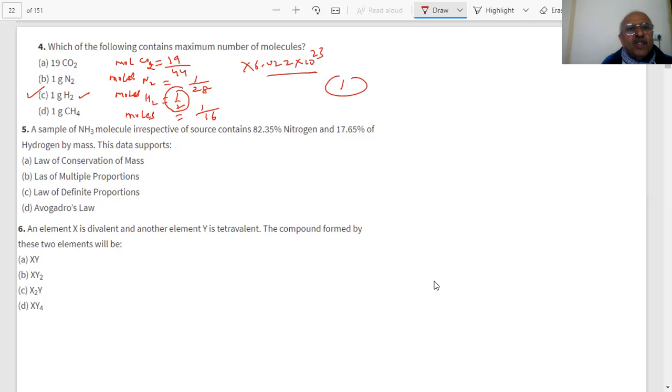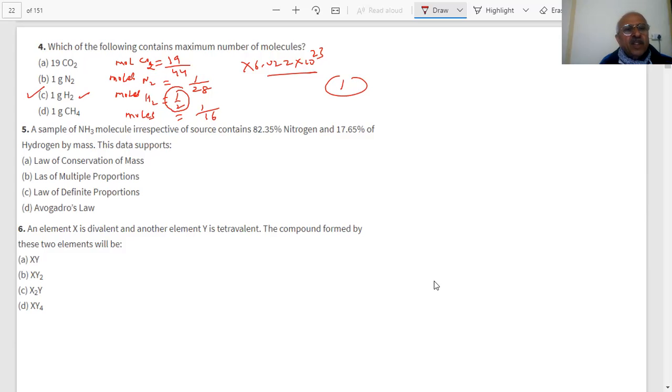Next question on the screen. A sample of ammonia molecule, irrespective of source, contains 82.35% of nitrogen and 17.65% of hydrogen, students.